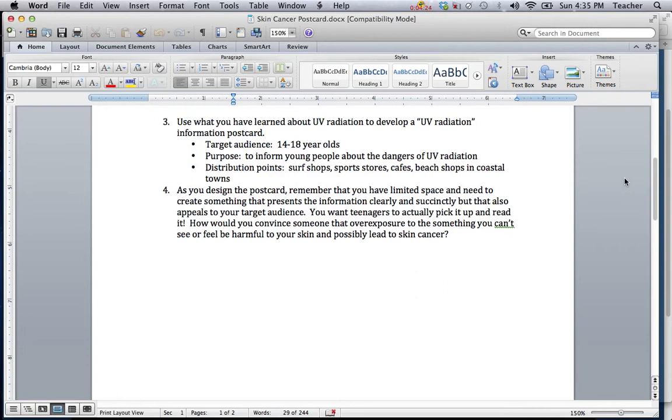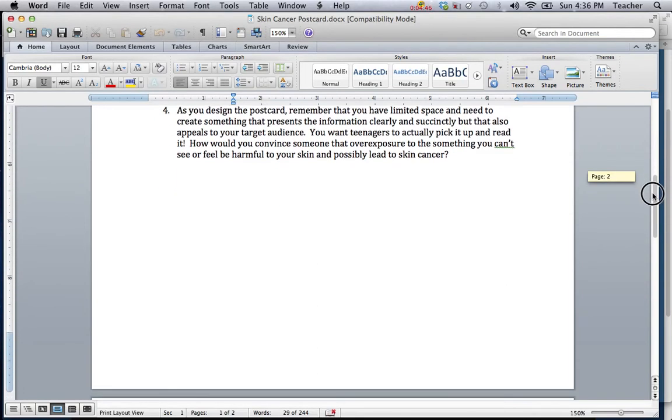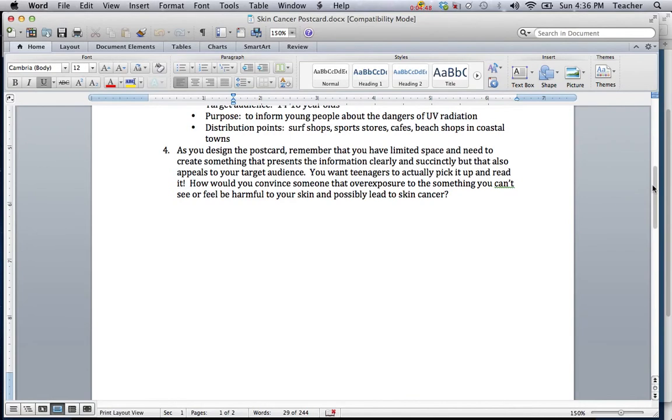You want to get that basic information and that basic message across without a lot of text, because if I pick up a postcard and there's a novel written on it, I'm probably not going to be interested. But if it's something short, sweet, and to the point, then I probably would pay more attention to it. Now, you do have to keep in mind your limited space. Basically what you're trying to do is solve the problem of how you would convince someone that overexposure to something you can't see or feel can be harmful to you and possibly lead to skin cancer.